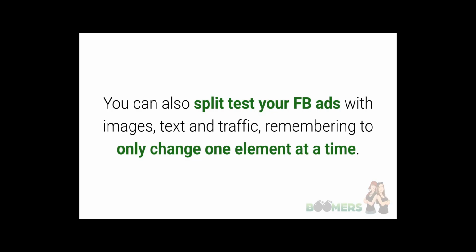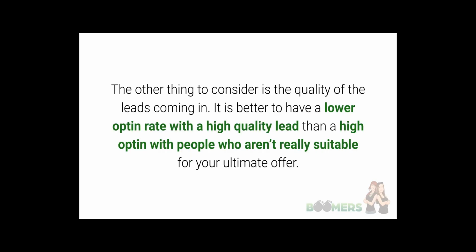And yes, it can be time consuming to do this, but we're in this for the long game. We need to set this up right so that we can get the best results. Because if you can take your opt-in rate from 20% to 40%, then you've just halved the cost of your advertising. Now, the other thing to consider is the quality of the lead coming in. It's better to have a lower opt-in rate with a high quality lead than a high opt-in rate with people who aren't really suitable for your ultimate offer.